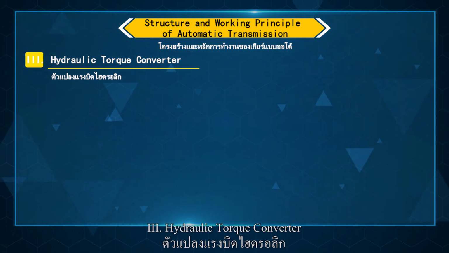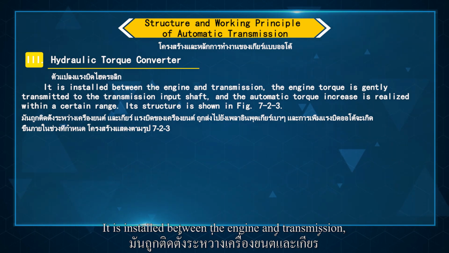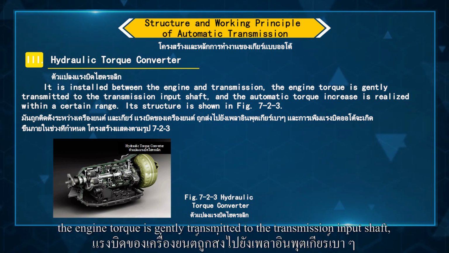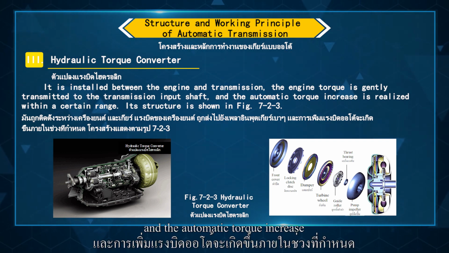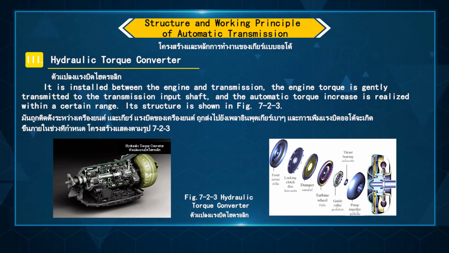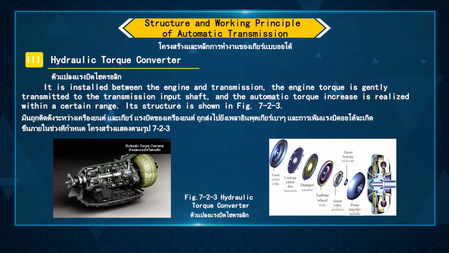3. Hydraulic torque converter. It is installed between the engine and transmission. The engine torque is gently transmitted to the transmission input shaft, and the automatic torque increase is realized within a certain range. Its structure is shown in Figure 7-23.